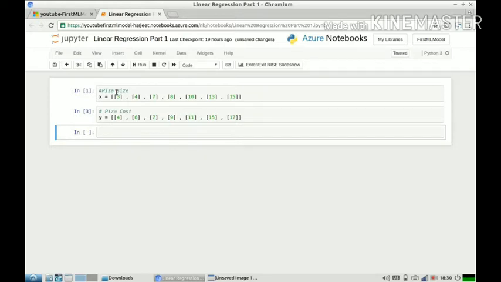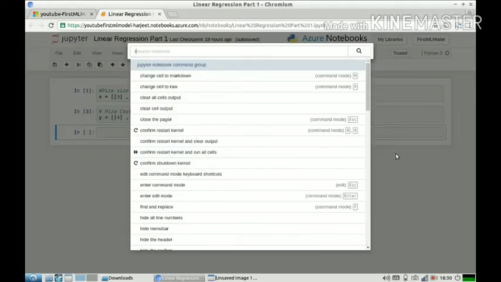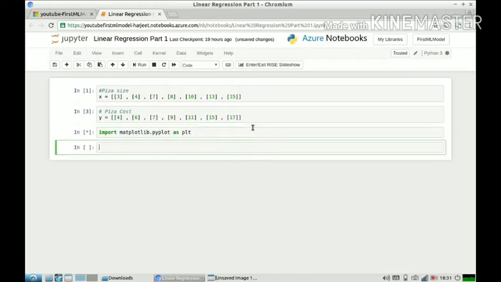Cool. So now let us first try to understand the data. Normally it is very good if you visualize your data first. Okay, import matplotlib. Matplotlib is a library which we are going to use for plotting our data. So I'm going to just import it.